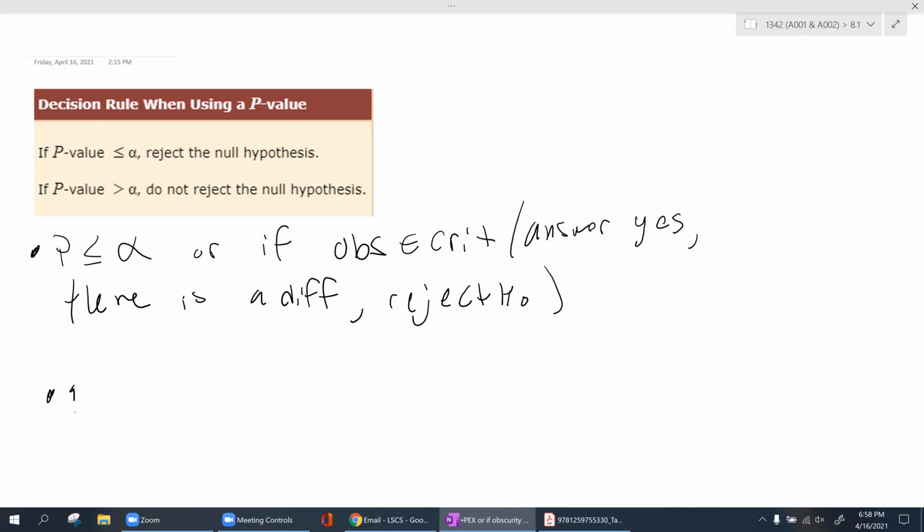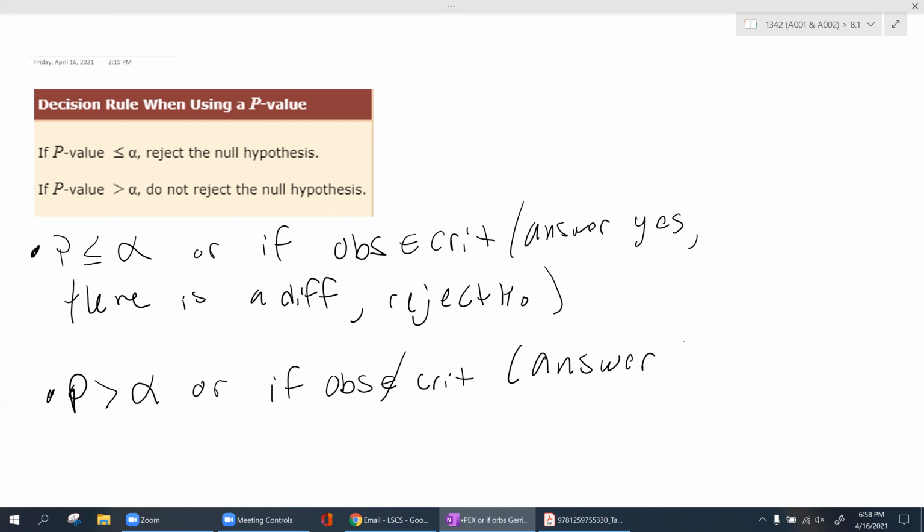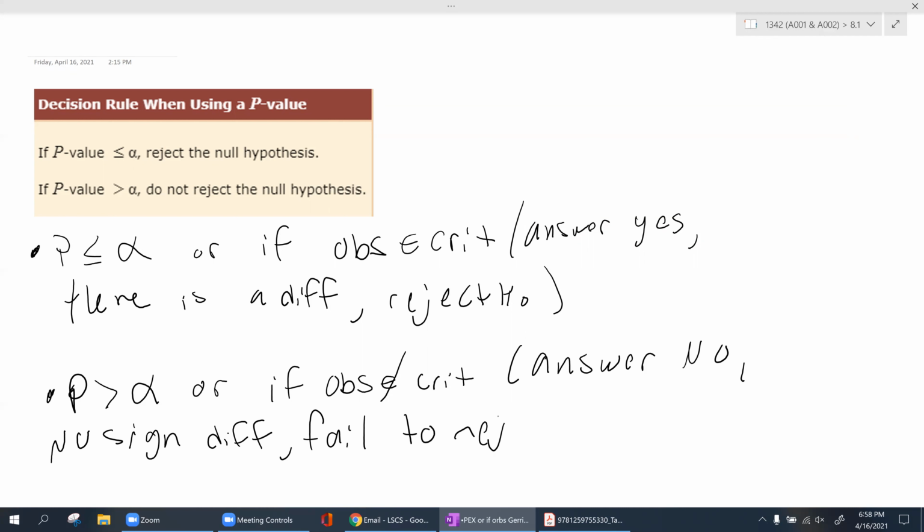If your p-value is greater than alpha, or if your observed value is not inside the critical region, you would answer no to the question. You're going to be asked a question, and you have to determine: is there a significant difference or is there no significant difference? You would answer no, no significant difference. So you fail to reject, or do not reject, the null hypothesis.